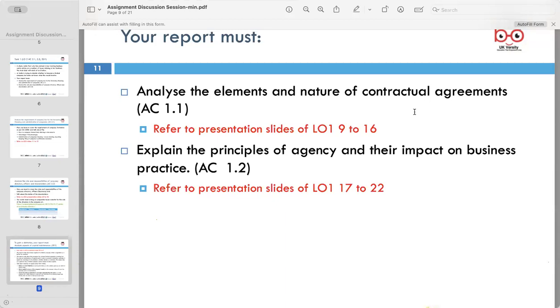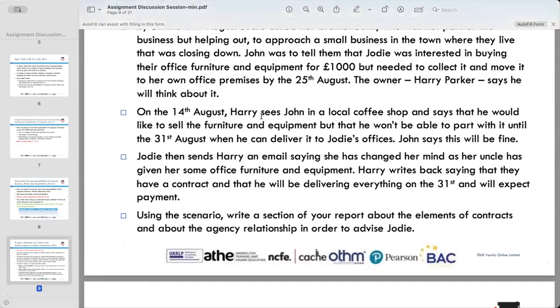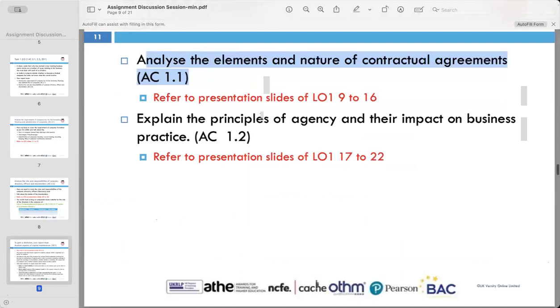Then consider, again, discuss the presence of consideration in the scenario. Consideration refers to something of value exchanged between the parties. So in this case, it's Jody's promise to pay £1,000 for the furniture.